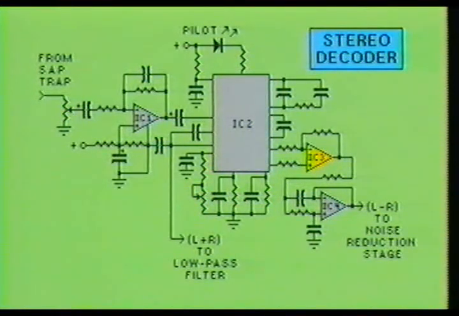IC3 is an op-amp which receives the individual left and right audio signals from IC2. IC3 recombines both left and right audio signals through its differential inputs. This is done primarily for the purpose of additional audio processing to the L-R difference signal in the noise reduction stage of the stereo television receiver.